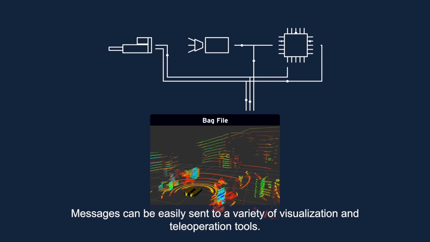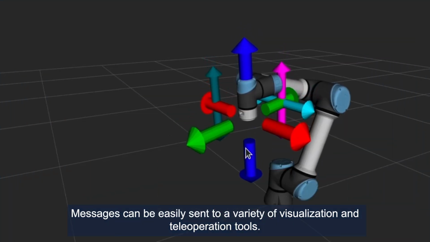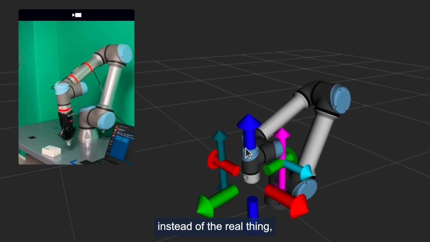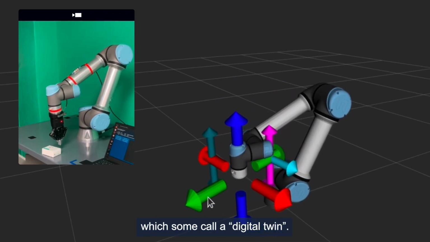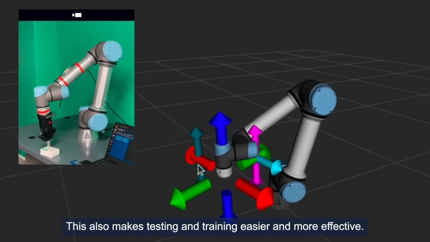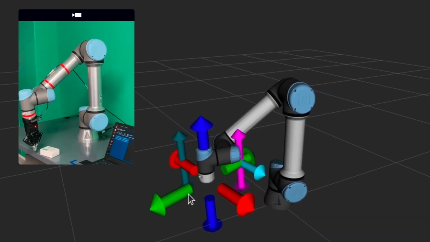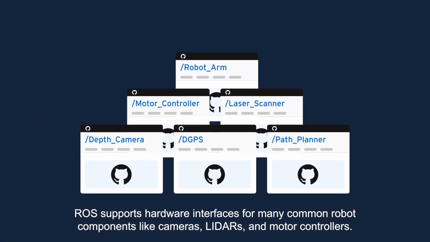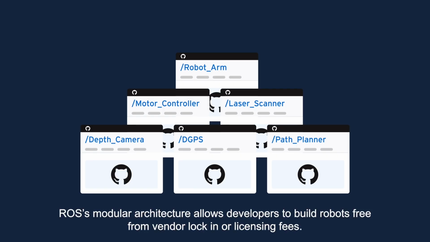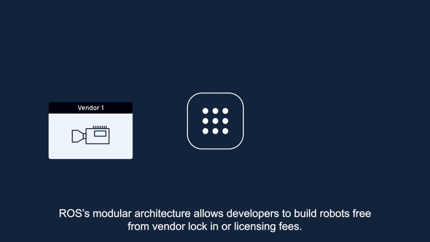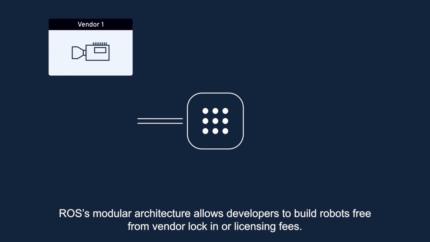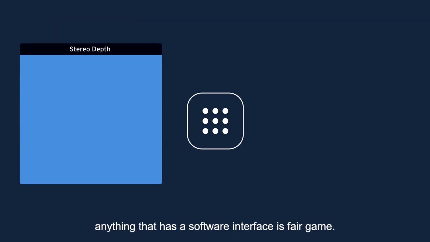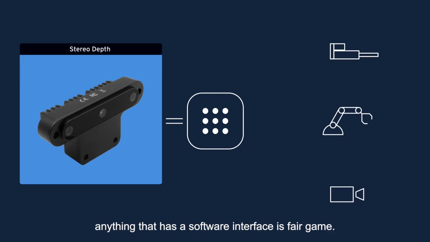Messages can be easily sent to a variety of visualization and teleoperation tools. With ROS, you can work with a simulated robot instead of the real thing, which some call a digital twin. This also makes testing and training easier and more effective. ROS supports hardware interfaces for many common robot components like cameras, LiDAR, and motor controllers. ROS's modular architecture allows developers to build robots free from vendor lock-in or licensing fees. ROS can also work with just about any component. Anything that has a software interface is fair game.